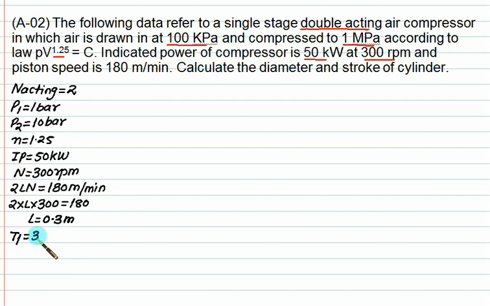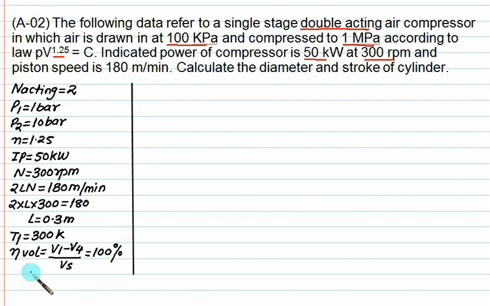Value of T1 is not given in the numerical, so we again assume it equal to 300 Kelvin, which is a very standard condition, and volumetric efficiency is not given, so let us assume the volumetric efficiency, V1 minus V4 divided by Vs, equals 100%. This was our assumption because the value is required for further calculation. Now because V1 minus V4 equals Vs, IP is given by n upon n minus 1 into m dot multiplied by R into T1 into bracket P2 by P1 to the power n minus 1 upon n, minus 1.